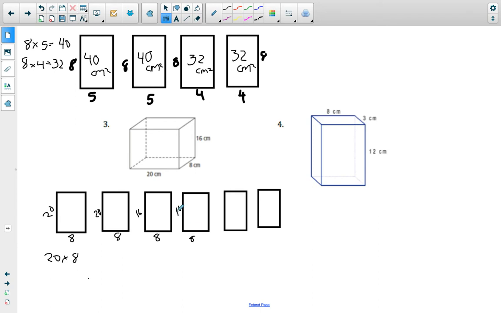So I have done my bottom and my top, my left and my right, just need my front and my back. Okay, I have 20 here, but you'll notice they didn't label this number. Well, that number will be the same as this one. It will be 16. So I have 2 that are 20 by 16.